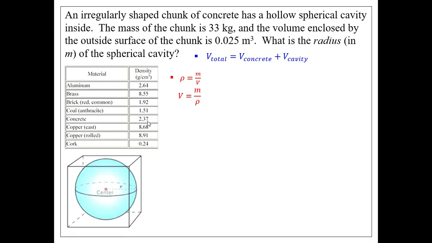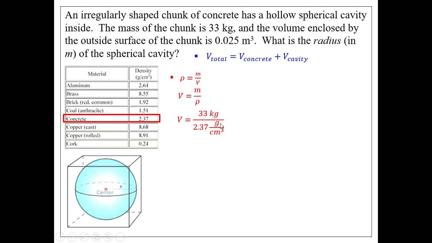If you happen to use a different value for concrete, that's fine too. Again, it falls within a range of about 2.2 to 2.5 grams per centimeters cubed. So I'm just going to use the value that I have in this particular chart for this video, which is 2.37. Here, the mass of the slab of concrete is 33 kilograms. The density that I'm using in this chart is 2.37 grams per centimeters cubed.